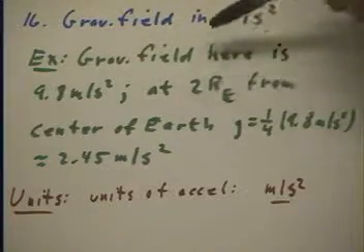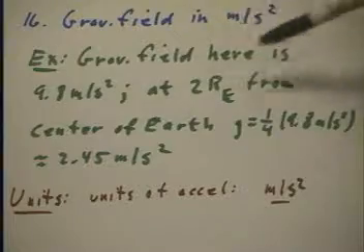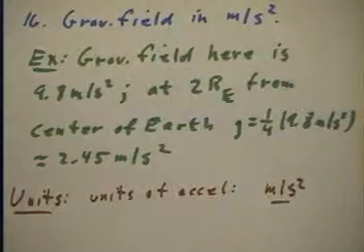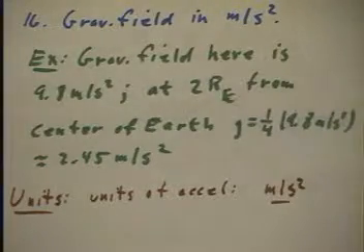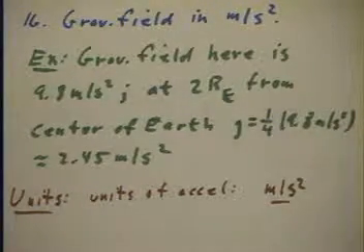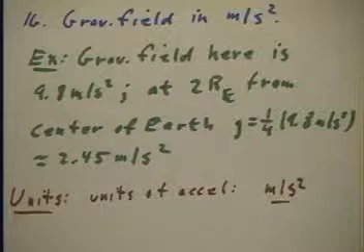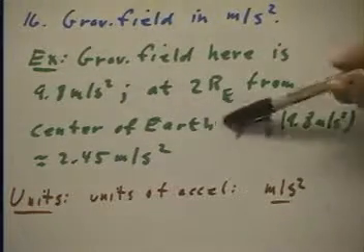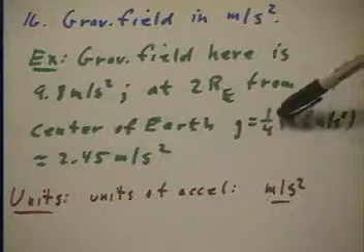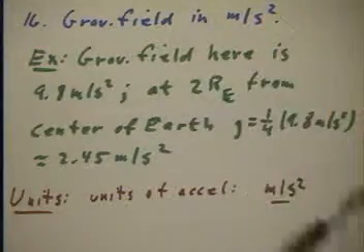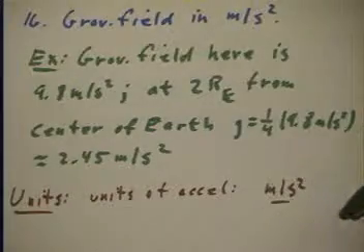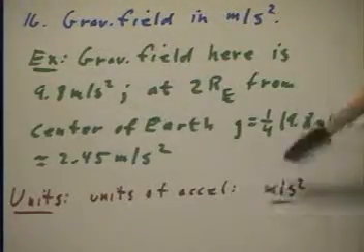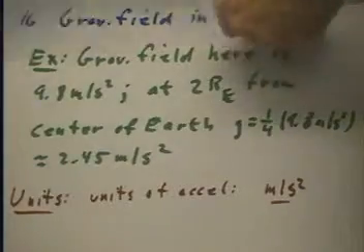For an example, the gravitational field strength here on Earth, the surface of the Earth, is 9.8 meters per second squared. If we went out to twice the radius of the Earth, the gravitational field strength would become 1/4 as great due to the inverse square nature of the gravitational force. And we would get gravitational acceleration 1/4 of 9.8 meters per second squared, or 2.45 meters per second squared. The units of gravitational field are the units of acceleration, meters per second squared.